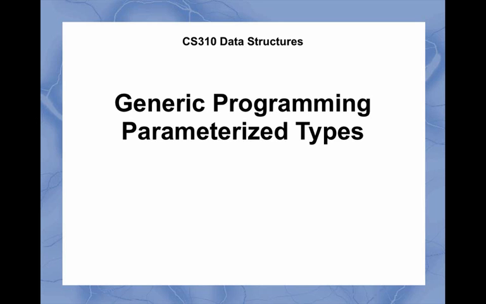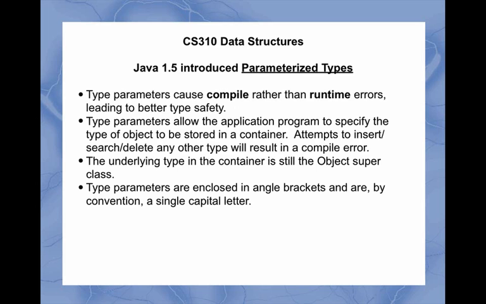In this lecture, we want to continue our discussion of generic programming and take a look at parameterized types. Parameterized types provide a way to specify the exact type of object you want to store in a container. The reason we want to do this is so that we will get compile time rather than runtime errors.